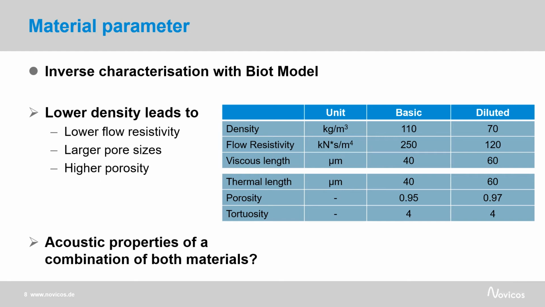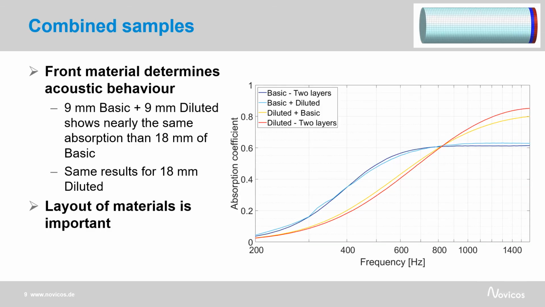In the next step, we combined both materials. So far, we knew that the density is not the main parameter for the absorption coefficient. Therefore, we wanted to know if you can reduce the mass of an isolation material by a combination of two materials and still get a good absorption.